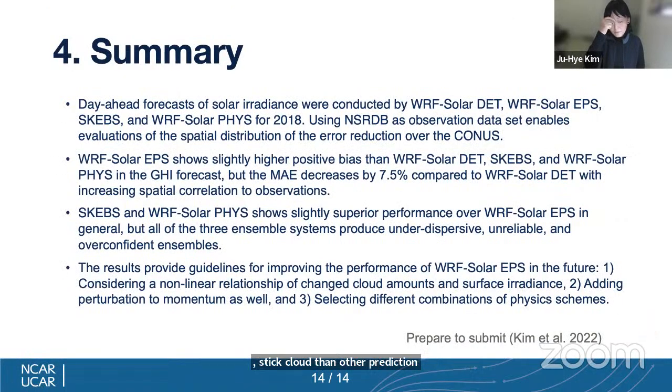So this is the summary. Day-ahead forecasts of solar irradiance were conducted using four forecasting systems. Using NSRDB as an observation data set enables evaluation of the spatial distribution of the error over the domain. And WRF-Solar EPS shows a slightly higher positive bias than the others, but mean absolute error decreased by 7.5% compared to the WRF-Solar deterministic.